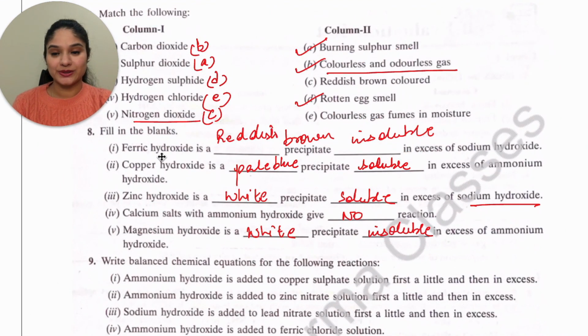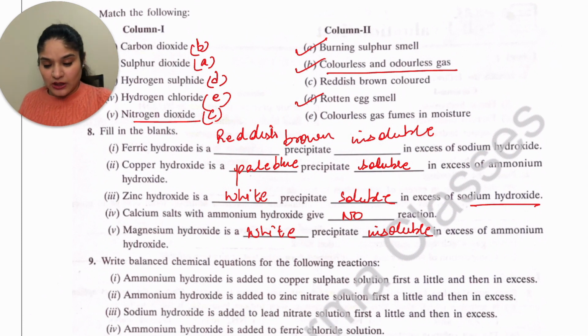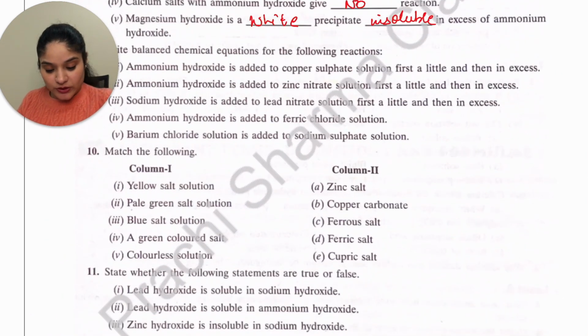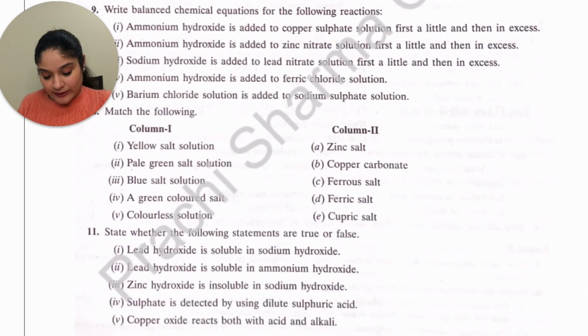Okay, students, let's move on to question number 9. So question number 9 is write balanced chemical equation for the following reactions. So let's come back on this question at the end and move on, because all of these equations would need more space, and I'll take some space down there. Now let's look at question number 10.